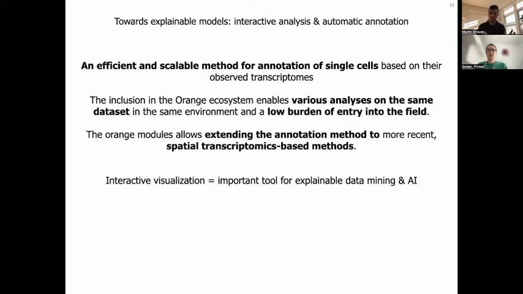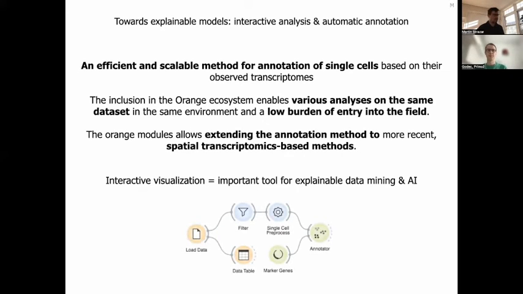We envision that interactive and visually based workflows will be a crucial and important tool for explainable data mining and explainable models in fields like AI and machine learning. And we also envision future work that can expand Single Cell Orange to more recent protocols that would involve spatial transcriptomics or tissue morphology assays.